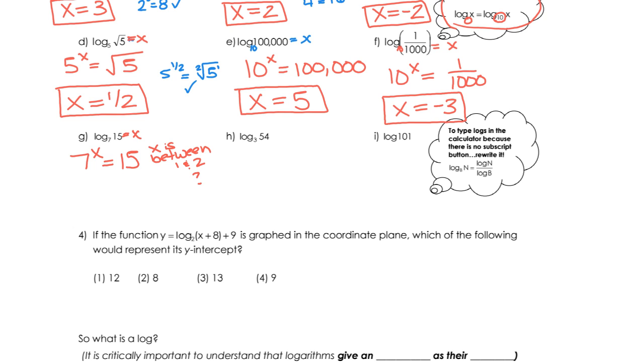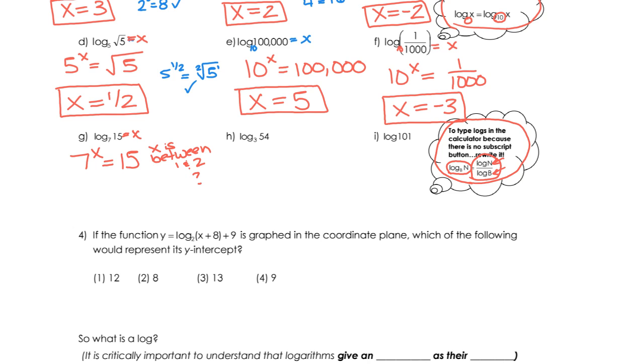Okay, so down here there's another little bubble cloud. It says to type logs in the calculator, because there is no subscript button, we have to rewrite it, and then our calculator will give us the decimal that's between 1 and 2. And so what we have to do is take this and rewrite it as that. So you see that the base goes in the denominator, or the basement. So that's easy to remember. And the number stays on top. So basically just splits it.